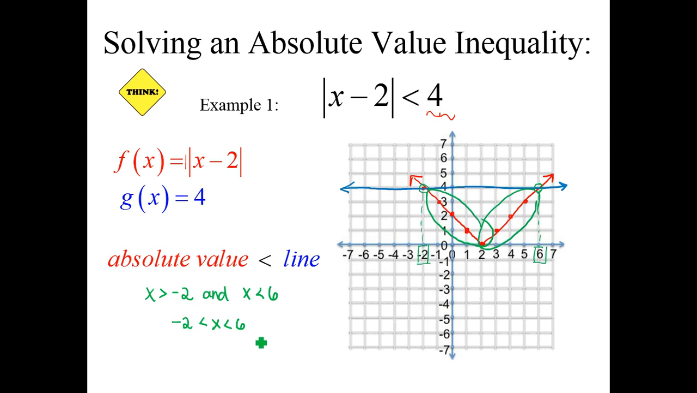And I could write this in interval notation. That would be from -2 to 6, and I'd use parentheses because I have a less than. If you have a less than or a greater than, you would use parentheses. Now, if I had a greater than or equal to or a less than or equal to, then I would use brackets. So that's how I would solve an absolute value inequality graphically.